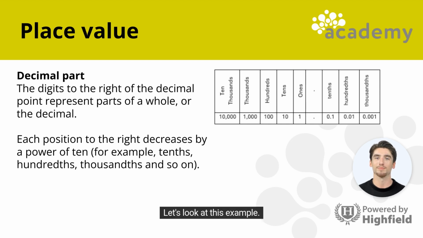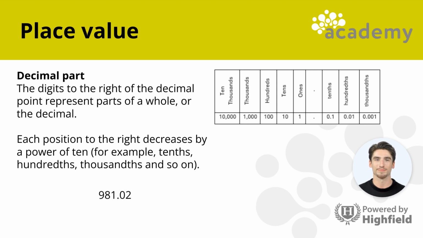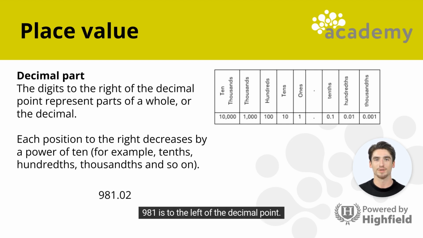Let's look at this example. 981.02. 981 is to the left of the decimal point. It is the whole part of the number. 0.02 is the decimal part of the number. It comes after the decimal place.